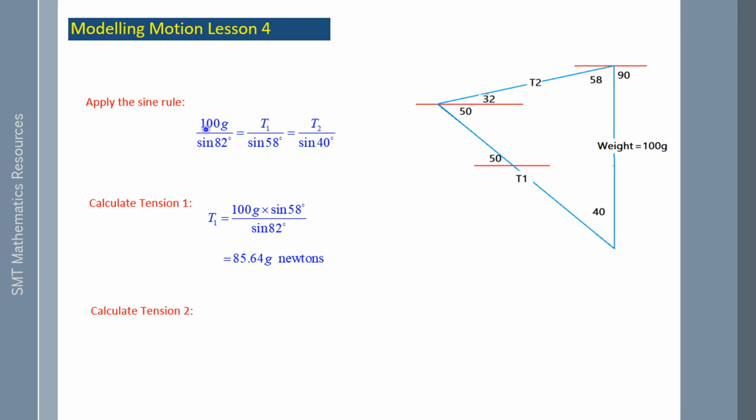Same with tension 2, 100 G over sine 82 equals tension 2 over sine 40. Multiply both sides by sine 40, and tension 2 is 64.91 G newtons.